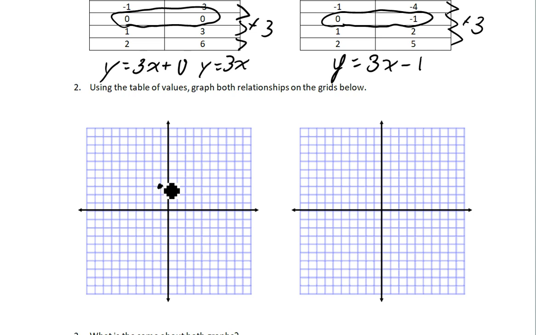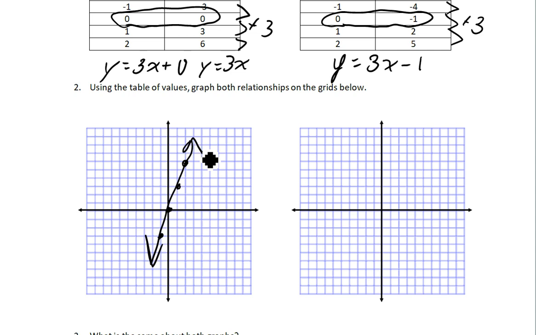Remember, we do x first and y second, so -1, -3, 0, 0, 1, 3, and 2, 6. And then whenever we graph things that are linear, which means they are a line, we want to use a ruler. I don't have a ruler on my screen here, so mine isn't going to look good, but make sure that you use a ruler. The other thing that we do is we always put arrows on the ends just so that our line goes on forever in both directions.